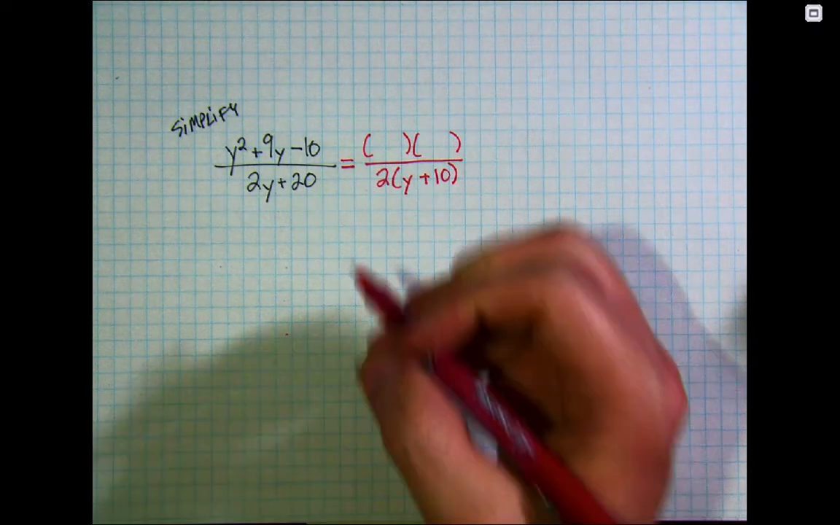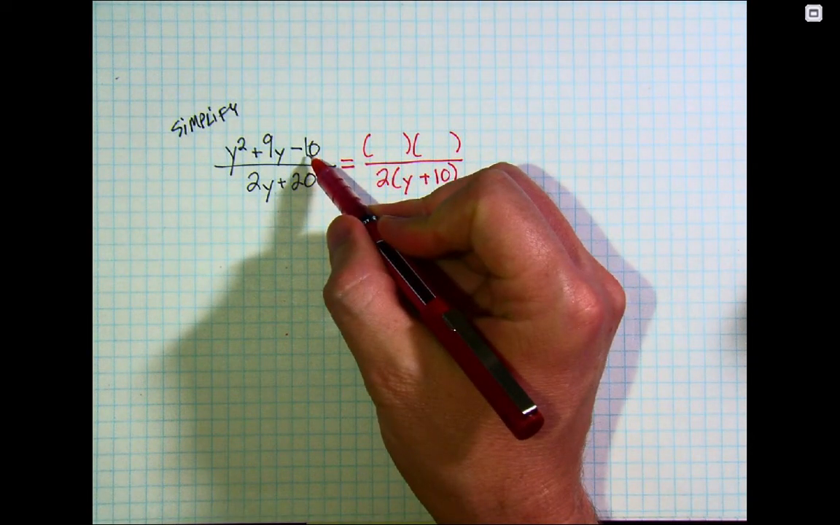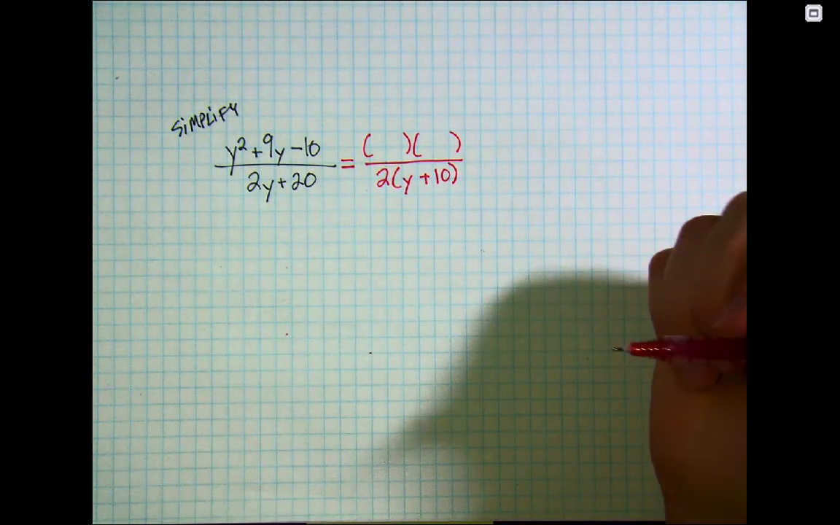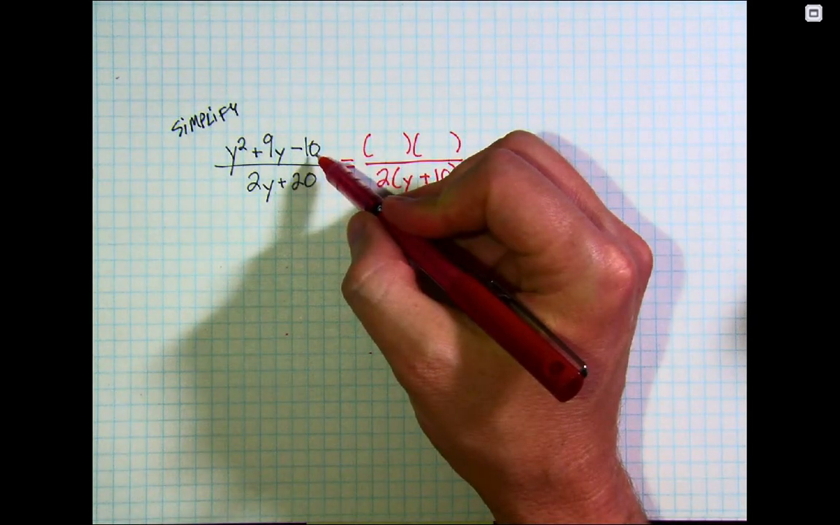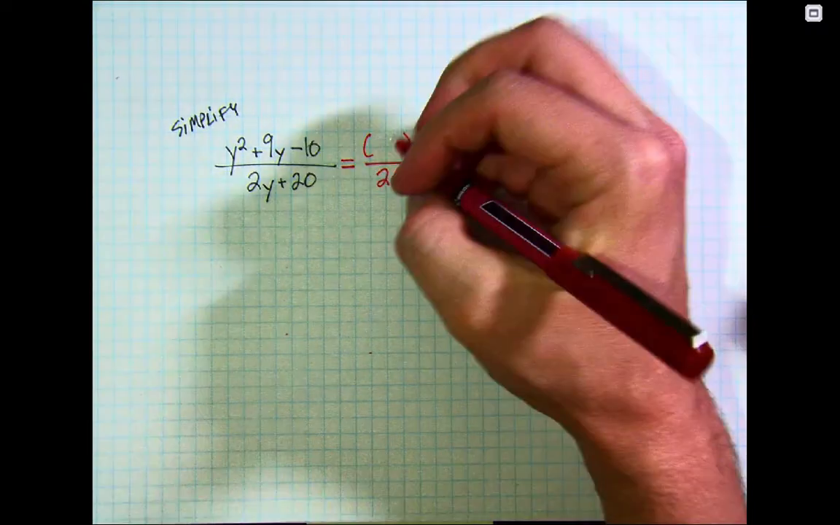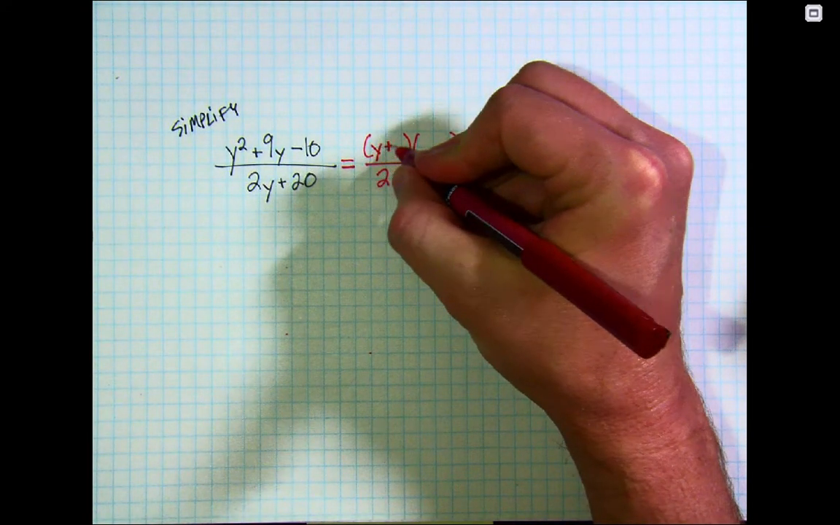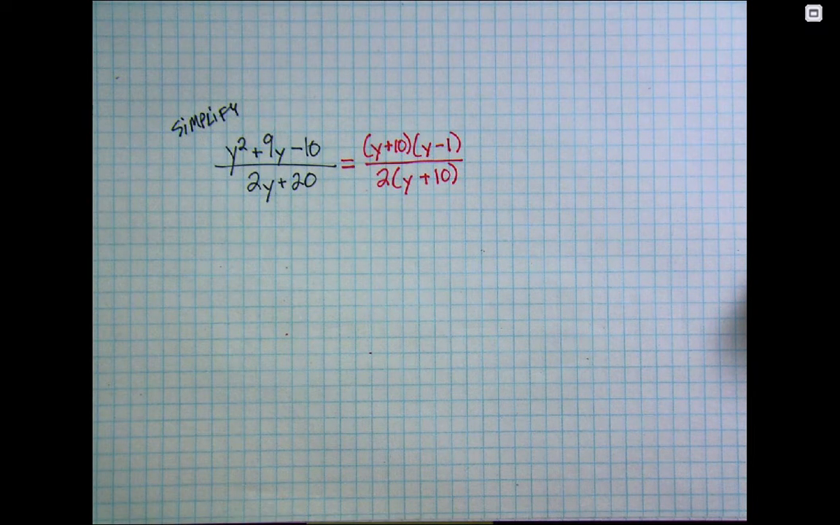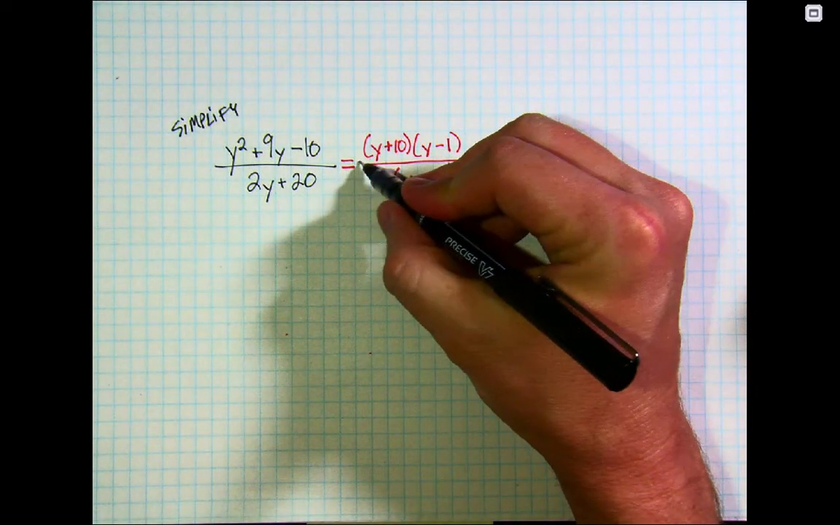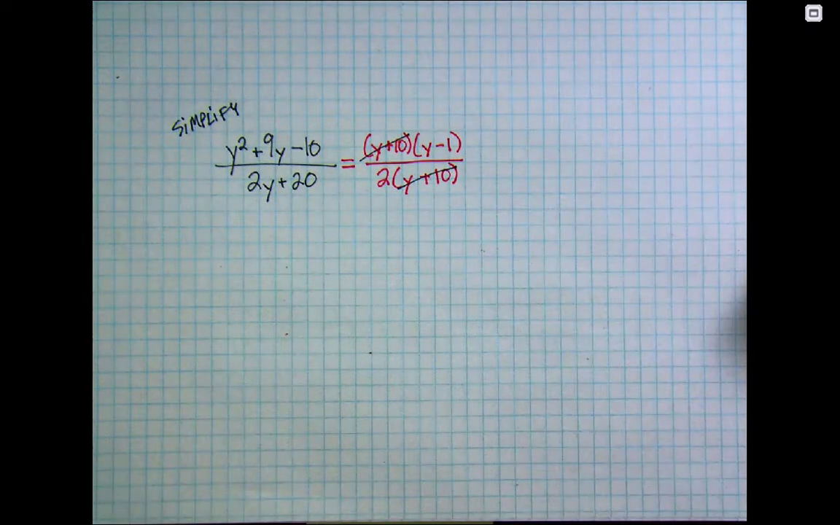Let's go back to magic numbers. What times what makes negative 10, but also adds up to 9? In this case, it is 10 times negative 1 and 10 plus negative 1. So my magic numbers are 10 and negative 1, and we have successfully factored this trinomial. Now I can match and scratch. That makes sense? Hopefully you can see that.